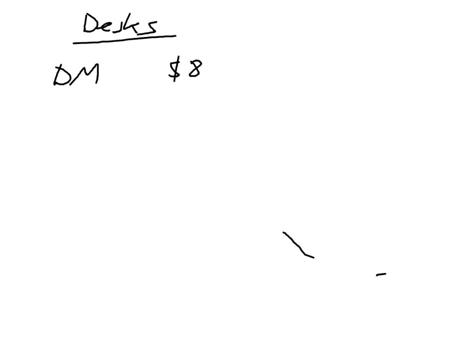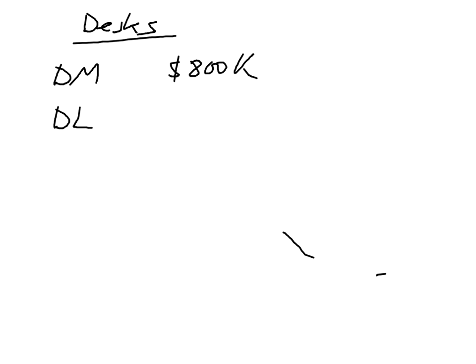So now it wants us to calculate our margin for the desks if we drop the chair line. So we're going to do similar math to what we did in Part A. If we kept the desks, it says that our direct materials is 800,000.